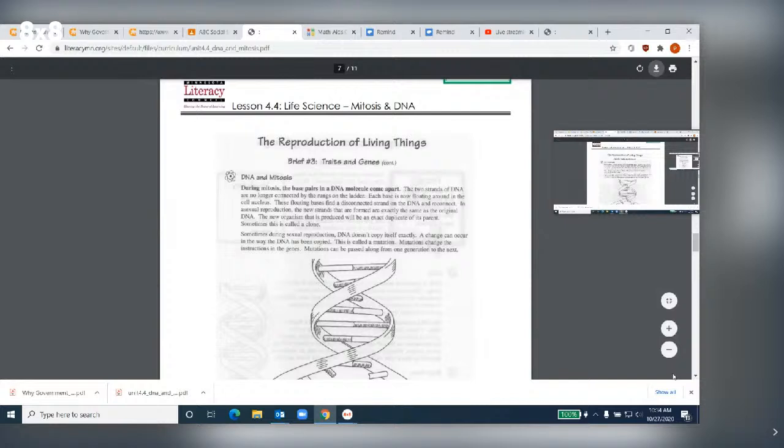Sometimes during sexual reproduction, DNA doesn't copy itself exactly. A change can occur in the way DNA has been copied. This is called a mutation. Mutations change the instructions of the genes, and mutations can be passed along from one generation to the next.